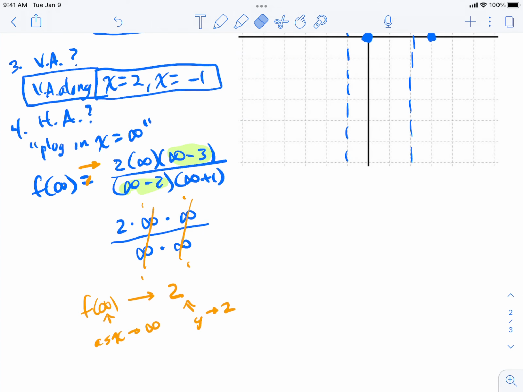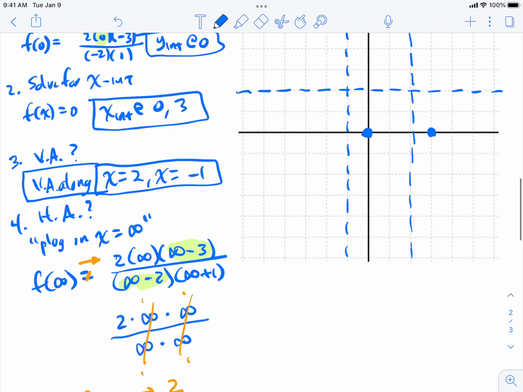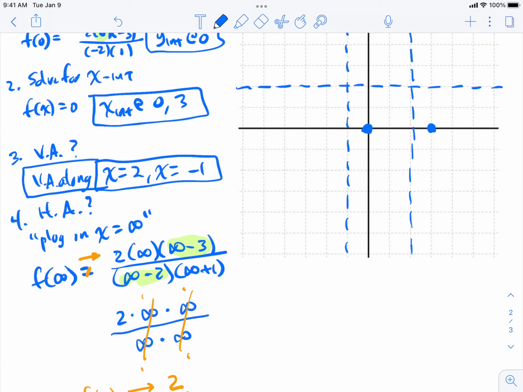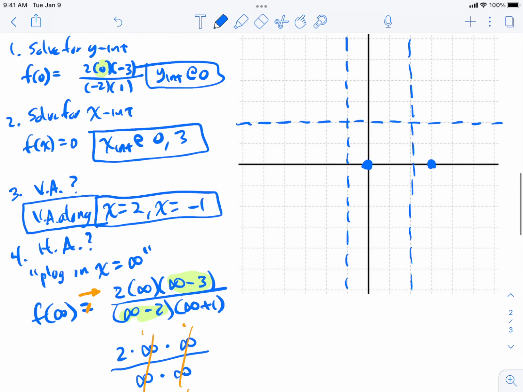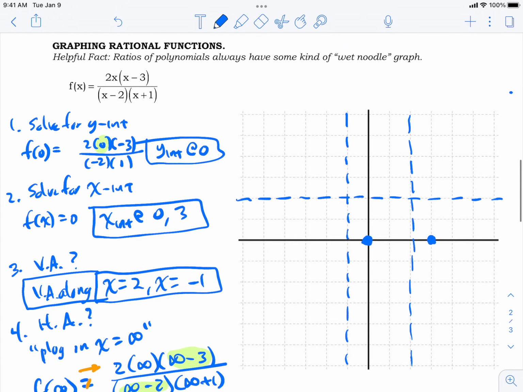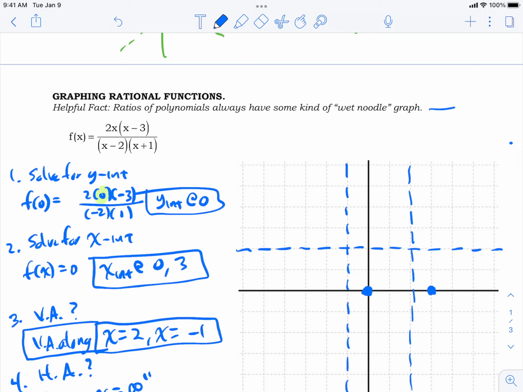Okay. So anywho, what did we just say? We just said we had a horizontal asymptote. We drew it. Okay, good. So I was saying there were about 5 steps. There's 4 of them, right? They're kind of easy to remember: y-intercept, x-intercept, vertical asymptote, horizontal asymptote. What's step 5? Step 5 is to start drawing.